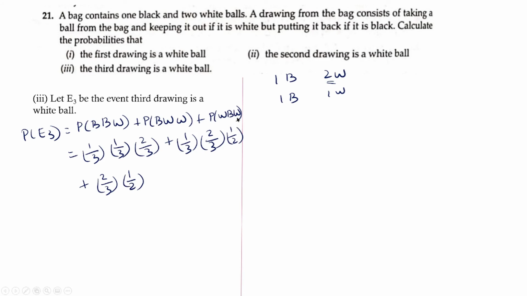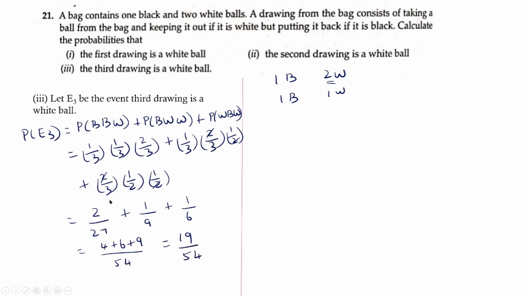Into probability of drawing the third white ball will be, here one black ball is taken, it is put inside the bag. So probability of drawing third white ball will be 1 by 2. So this is equal to 2 by 27 plus 1 by 9 plus 1 by 6. So the LCM is 54. So here we have 4 plus 6 plus 9. This is 19 by 54. So the probability that the third drawing is a white ball is 19 by 54.